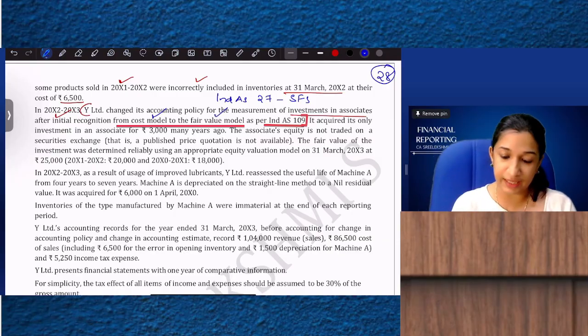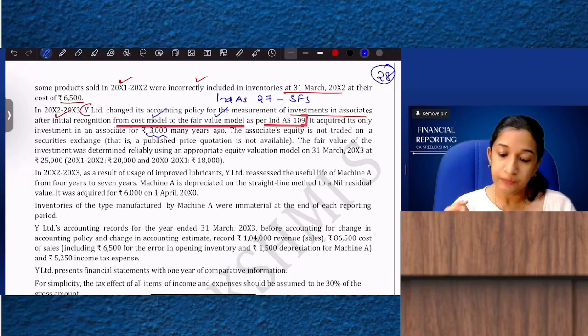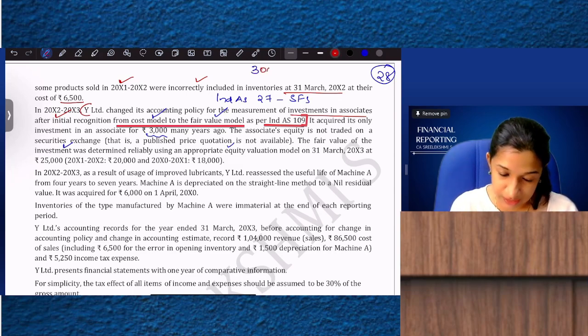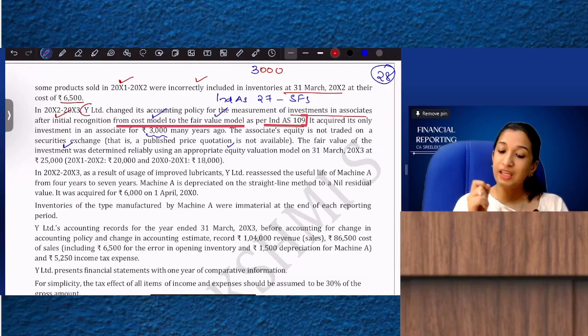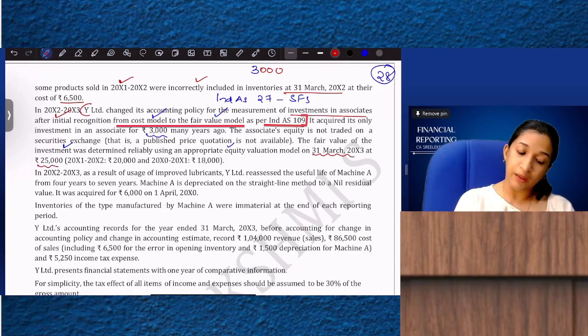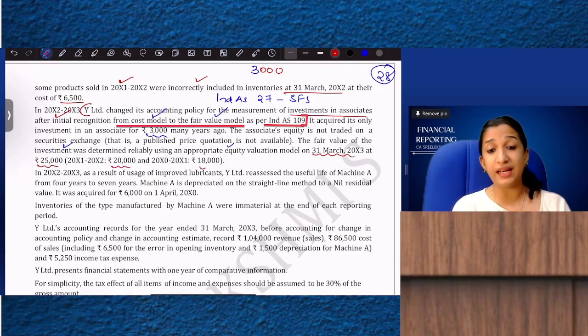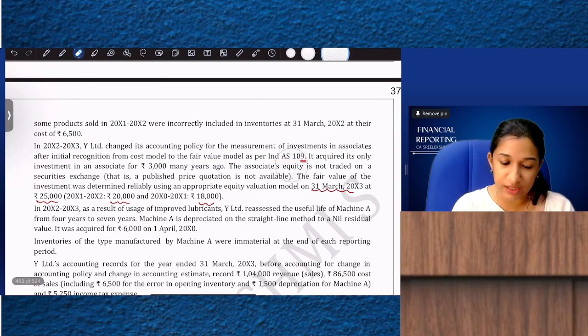Now, the company was following cost model and now it is changing to fair value model, which is a change in accounting policy. It acquired its only investment in associate for 3,000 many years ago. The associate's equity is not traded on a securities exchange, that is, a published price quotation is not available. So cost model, the price was 3,000. The fair value of the investment was determined reliably using an appropriate equity valuation model on 31st March 13 at 25,000. Previous year it is 20,000 and 10-11 it is 18,000. So there is a change in accounting policy.